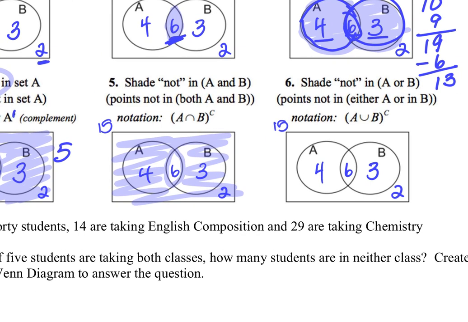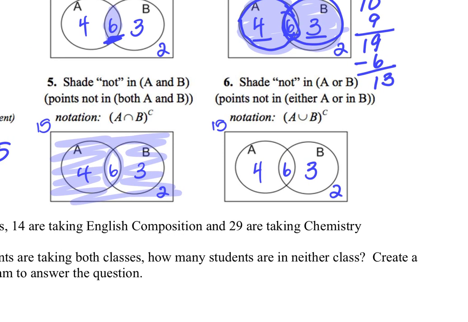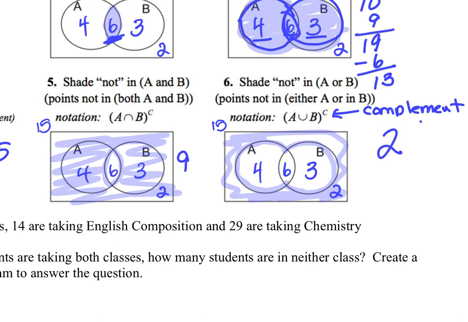Okay, so that was 9. And then for this one here, not in A or B. Remember, this is A or B, so it's just the 2, but it's everyone that doesn't do either of them. So that would be just 2 people. So you understand the complement. That's what the C stands for here. Why would it be a C? We use the word complement, or the "not".